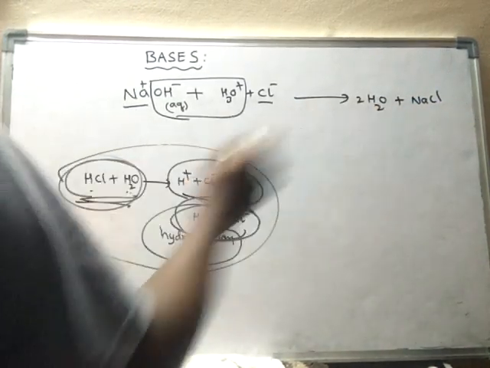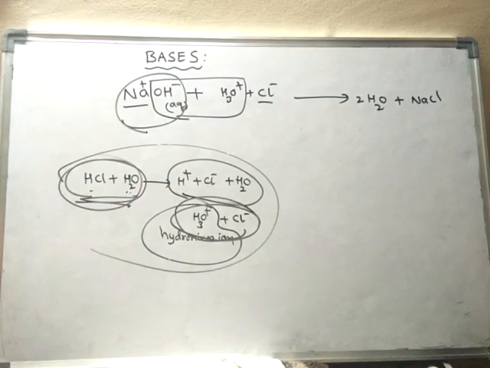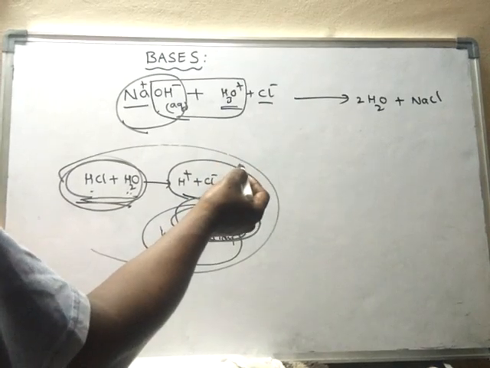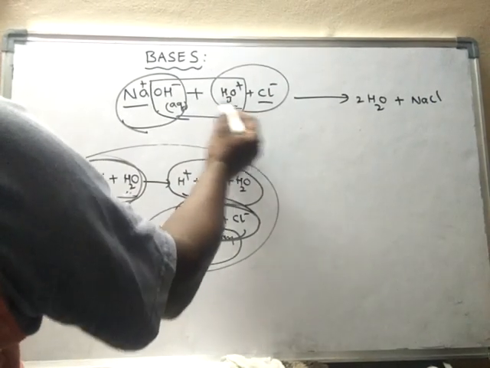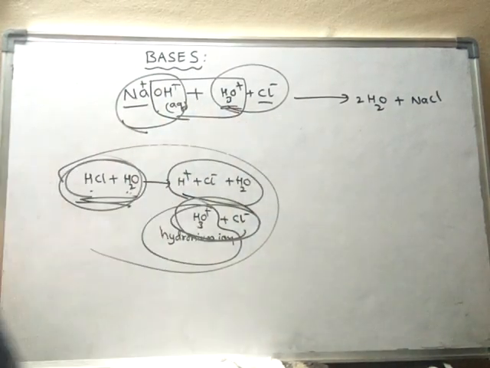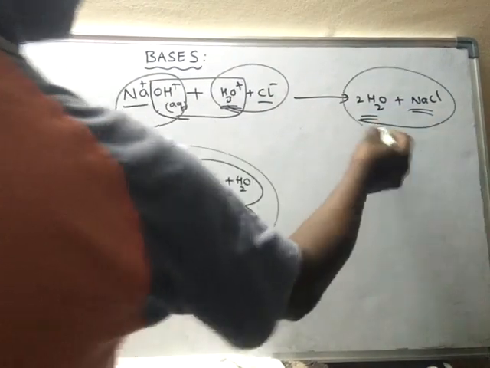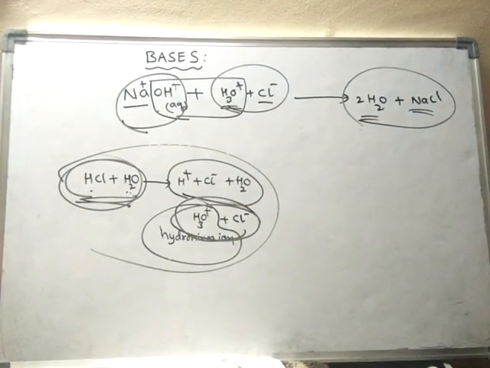So in this way, the base is a compound which reacts with the hydronium ion of an acid to form salt and water as the only products. Such a compound is called a base. So like this, the definition of base.